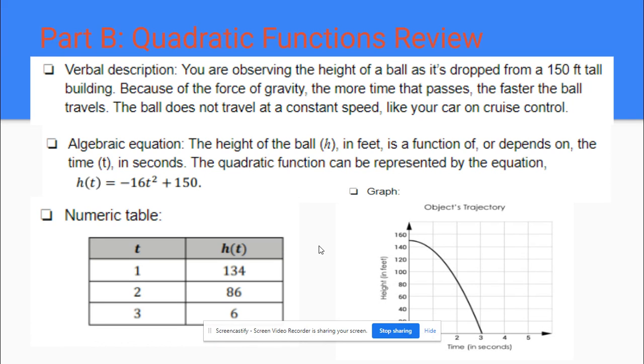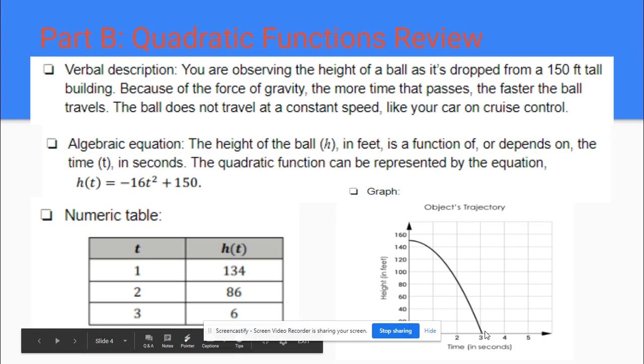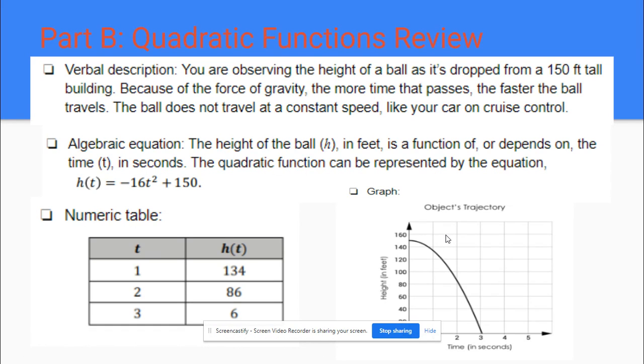If I looked at this quadratic function graphically, I have the ball at the top of a 150-foot tall building. That is our y-intercept, also our starting point. It's the number all by itself. And the ball is falling. Gravity is pulling it all the way down. If I look along the x-axis, it took just over 3 seconds for that ball to fall down to the ground.